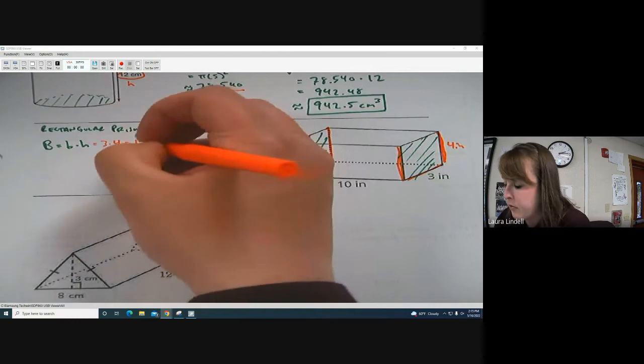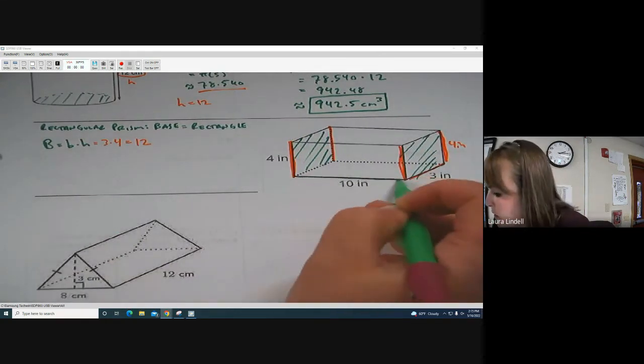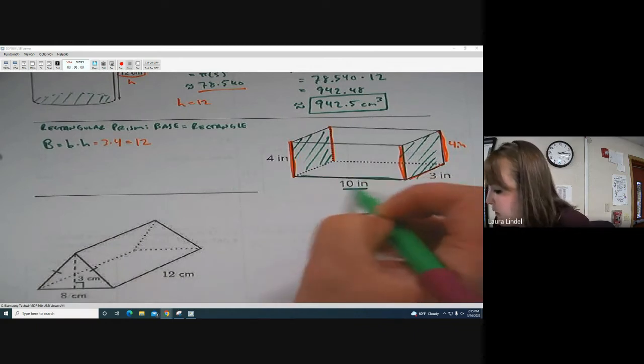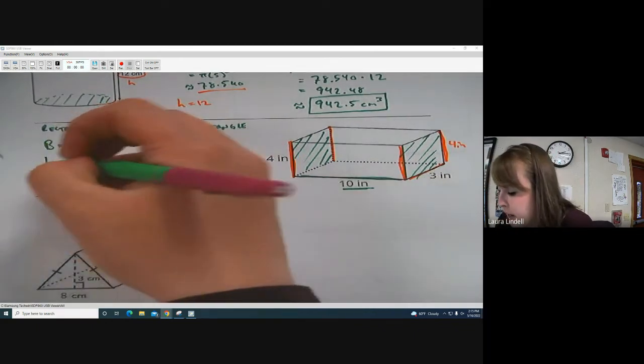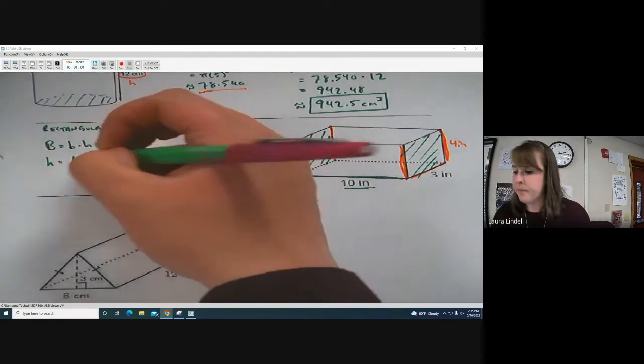So that would be 12. So area of the base is 12. Then the height, or the distance between my bases, is this remaining dimension here, 10 inches, that I haven't used yet. So my height overall of my prism is 10.